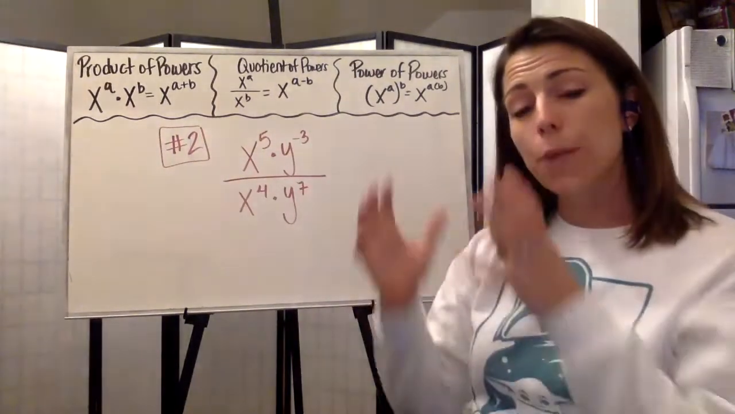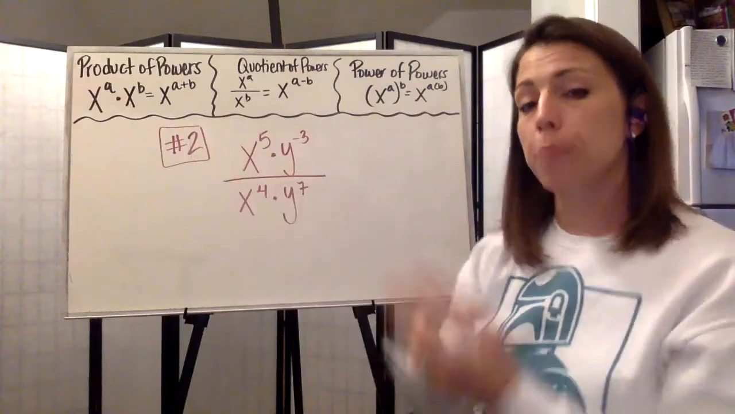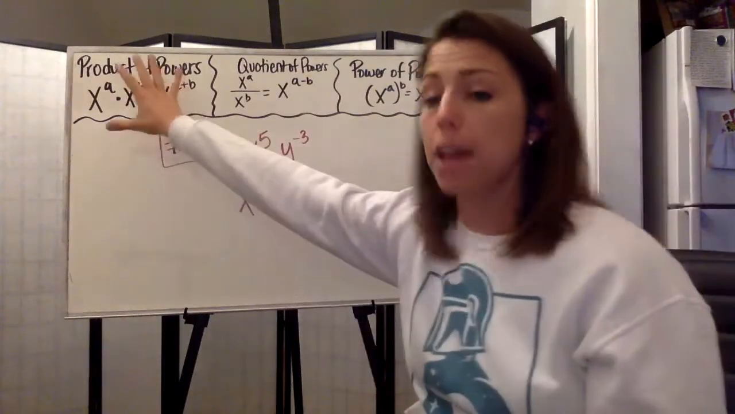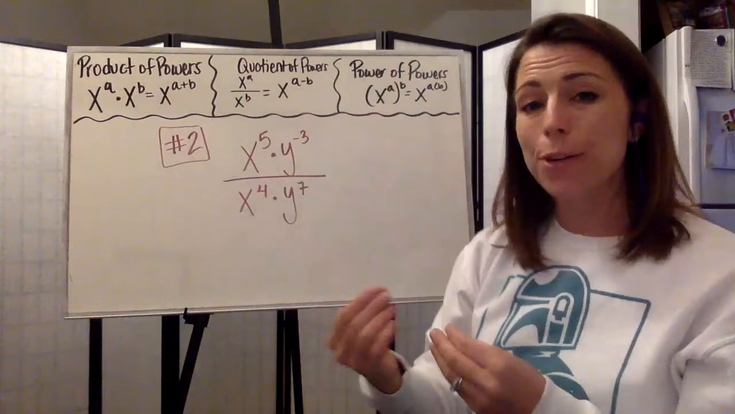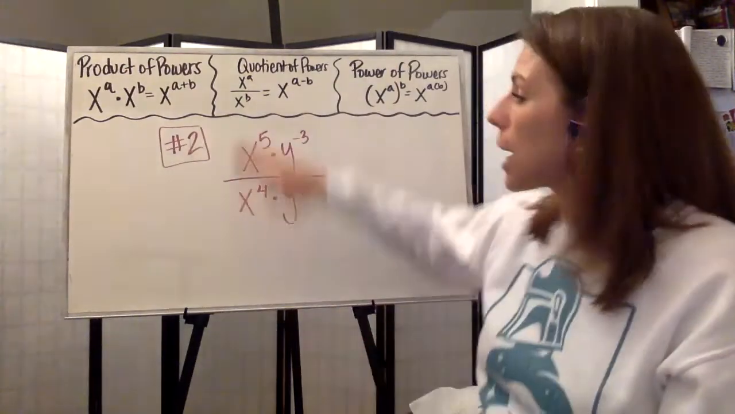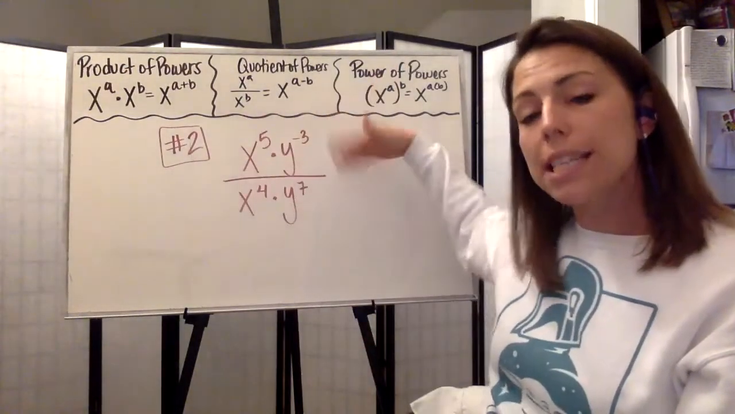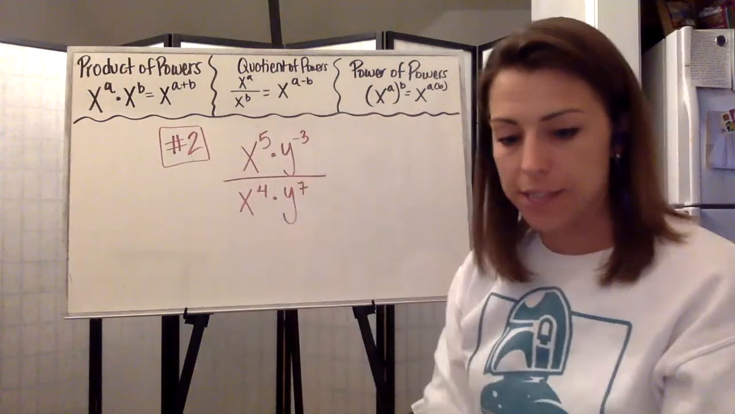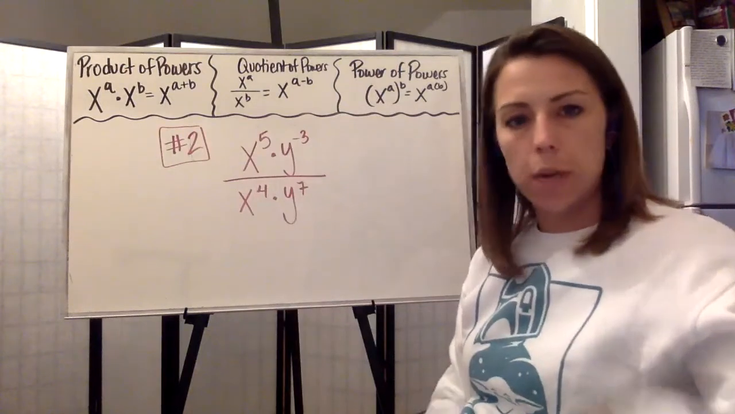And again, we're dealing with powers with base x and powers with base y. So remember, you can only apply the properties on powers that have the same base. So I can only subtract the exponents from the y's and subtract the exponents from the x's and vice versa. So let's just take these one step at a time.